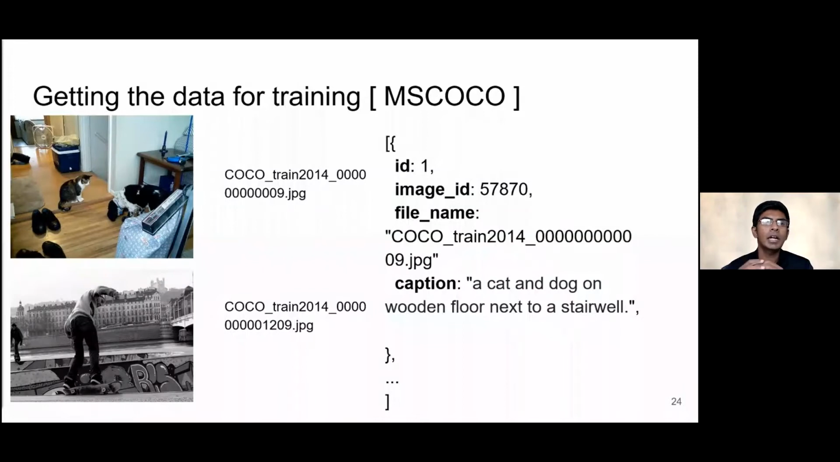So now let's see how we prepare the data for training, specifically the MS Coco data. Here we have the first image, the image that we looked at in one of the earlier slides. On the left-hand side, I have the image, and on the right-hand side, you see how to encode the data so the machine could process it. It has the ID, then the image ID, the file name, and finally the caption that you have given that image.